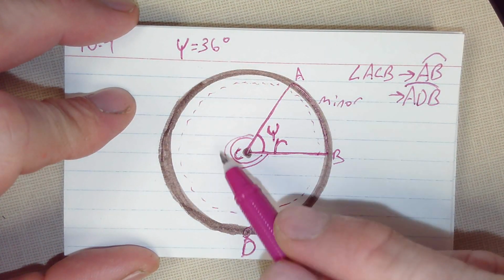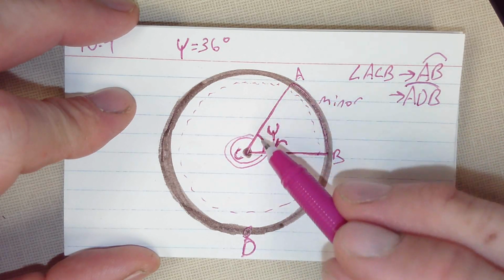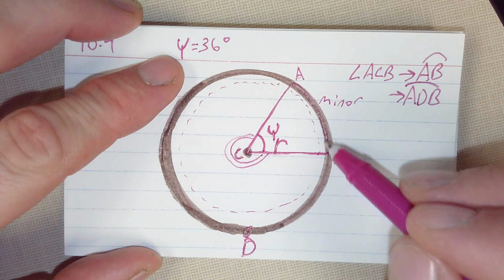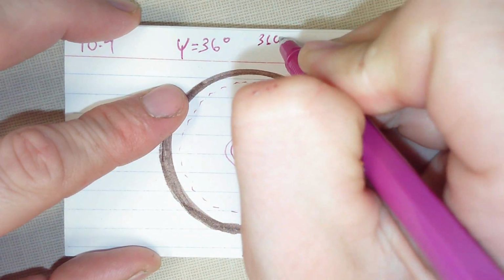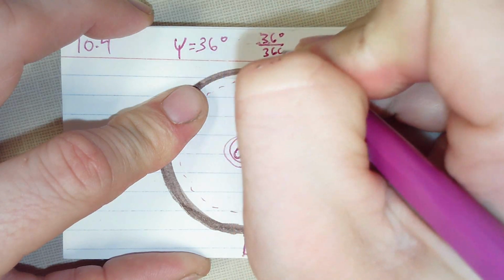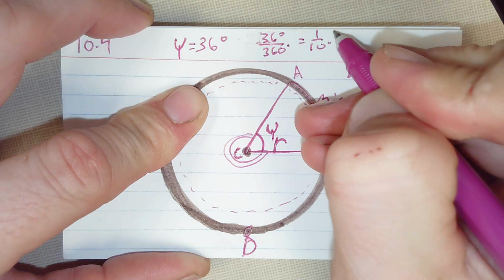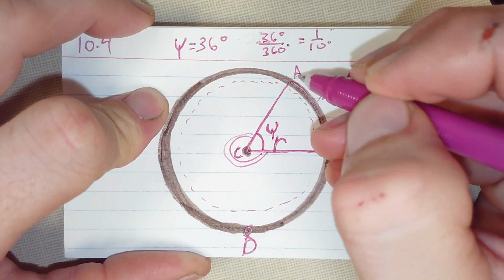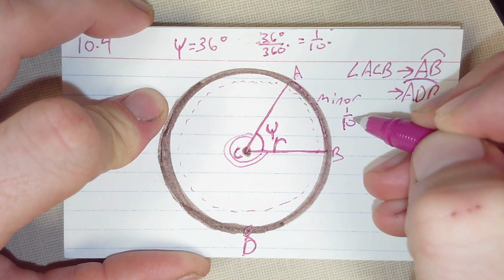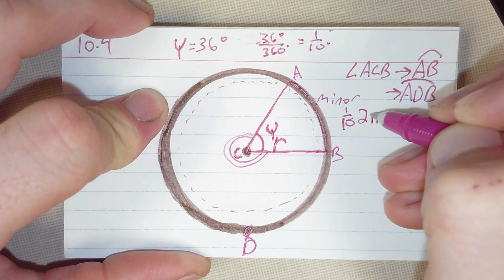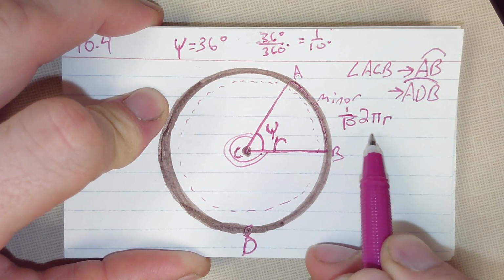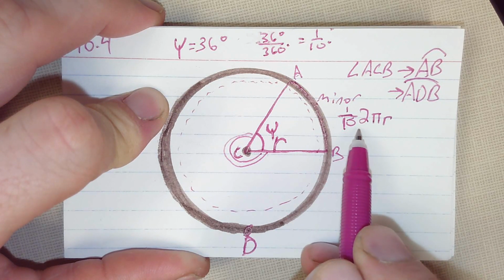We know there's 360 degrees in a circle, so 36 degrees of that is dedicated to arc AB. 36 degrees over 360 degrees just happens to be 1/10 of those 360 degrees. So arc AB is 1/10 of the perimeter of the circle. If I knew the radius of that circle, it would be 1/10 times 2 pi r, because the equation for circumference is 2 pi r.